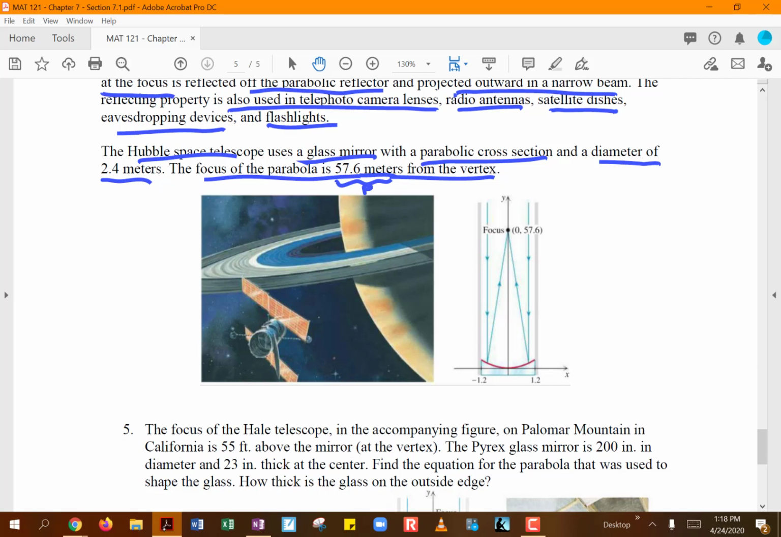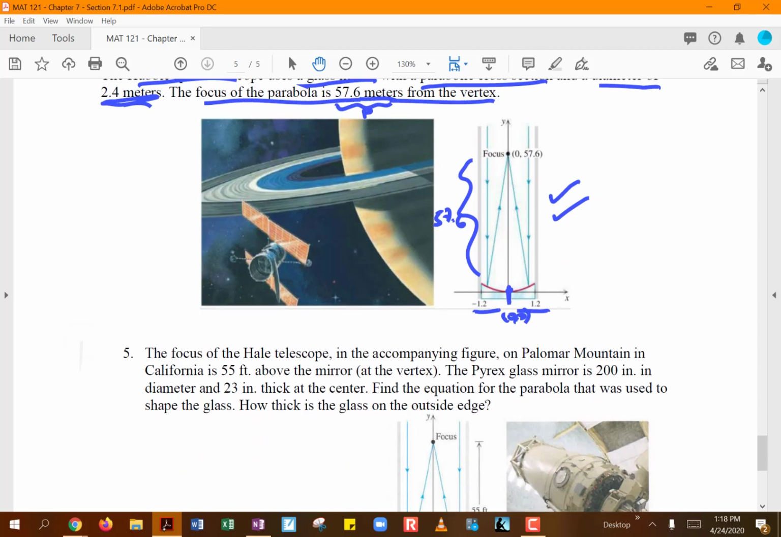So this little graph over here is just showing you that if you think of this here being at the origin 0, 0, then they're telling us the diameter of the glass mirror is 2.4 meters. So that's basically 1.2 meters to the right and 1.2 meters to the left. And then from the vertex, we are talking about this distance being 57.6 meters.